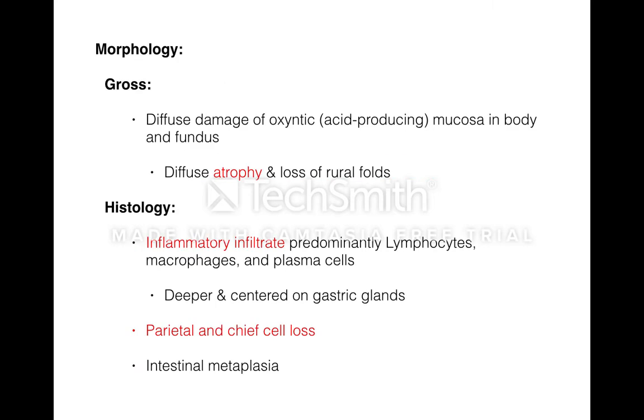On histology, inflammatory infiltrates are seen primarily lymphocytes and macrophages. Parietal and chief cell loss and intestinal metaplasia can also be present. So go ahead and take a moment to construct a table comparing and contrasting H. pylori gastritis and autoimmune gastritis in terms of the inflammatory infiltrate that's present, the amount of acid production, the gastrin levels, what serology is seen, clinical features, and any associations.